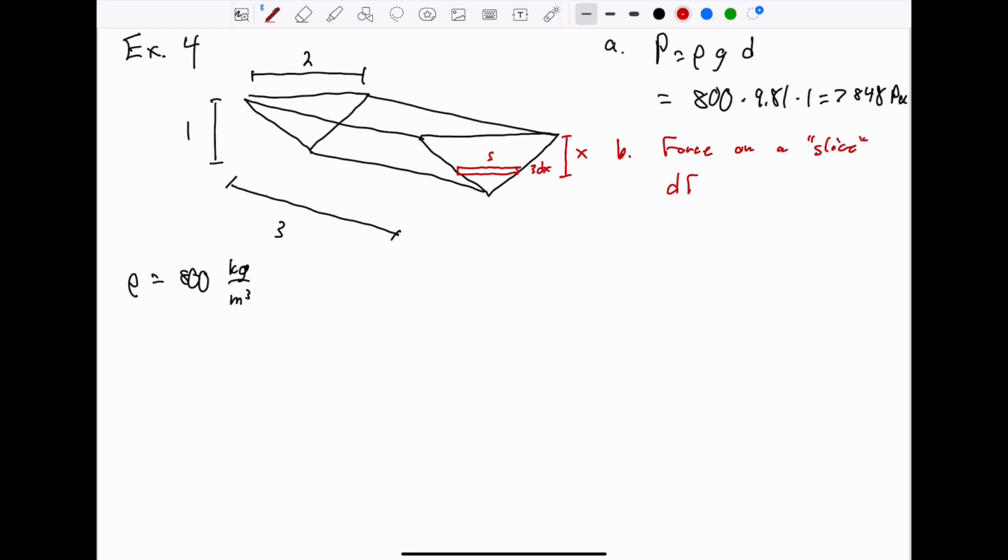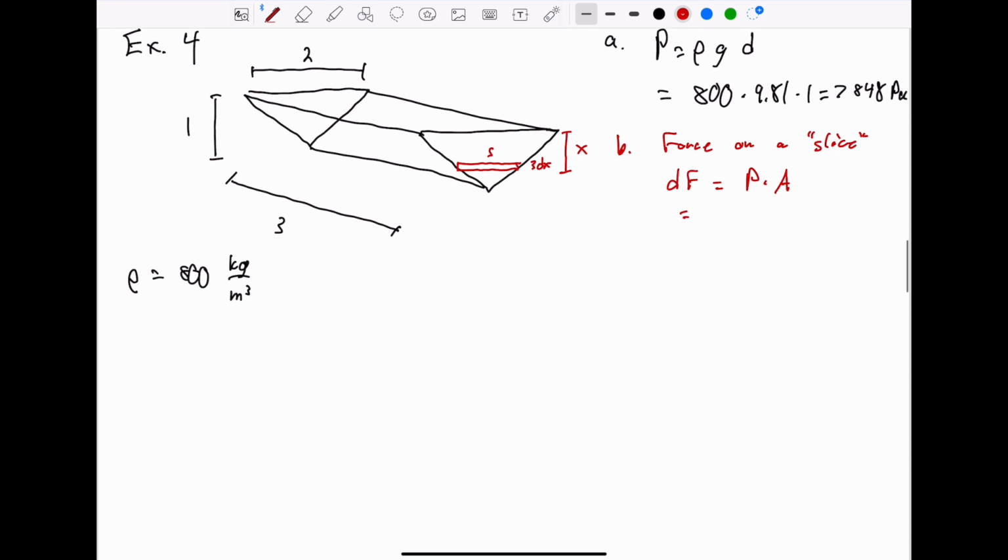So this is some small amount of force, dF. Force is pressure times area. Pressure here is density times gravity times the depth, which is x. And the area is the area of this rectangle. So we have side length s times dx. So area s times dx.